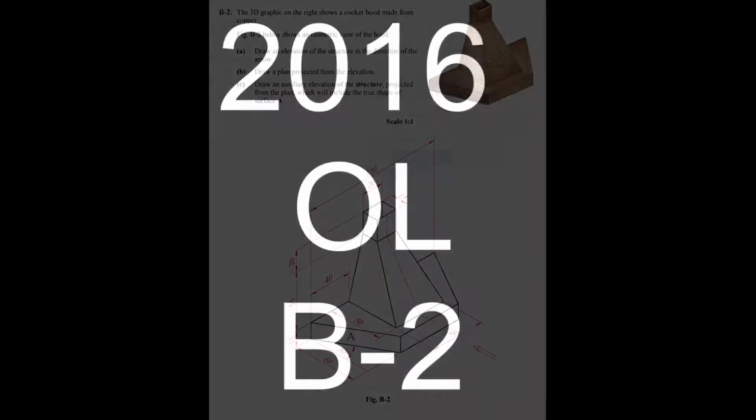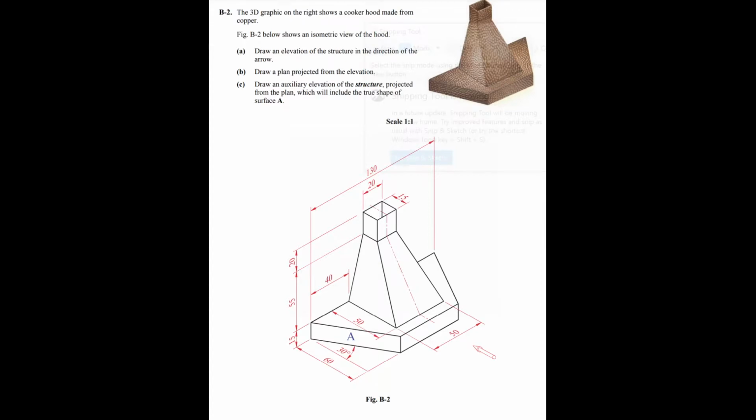This video is looking at the 2016 Ordinary Level question B2, which is an orthographic and auxiliary projection question. Looking at our question, it's question B2. The 3D graphic on the right shows a cooker hood made from copper. Figure B2 below shows an isometric view of the hood. Part A of this question is to draw an elevation of the structure in the direction of the arrow.